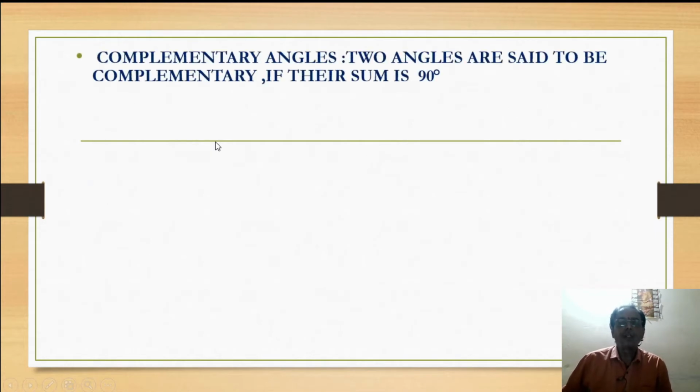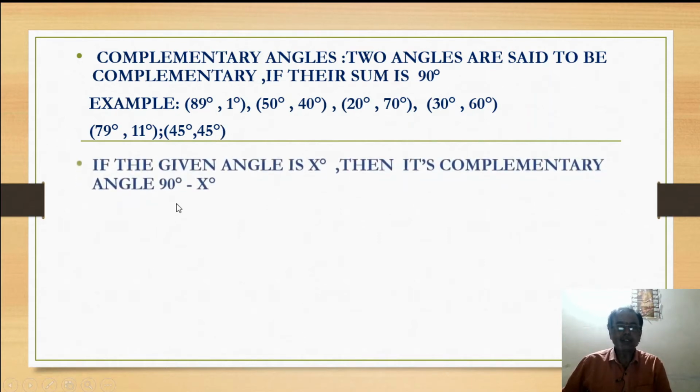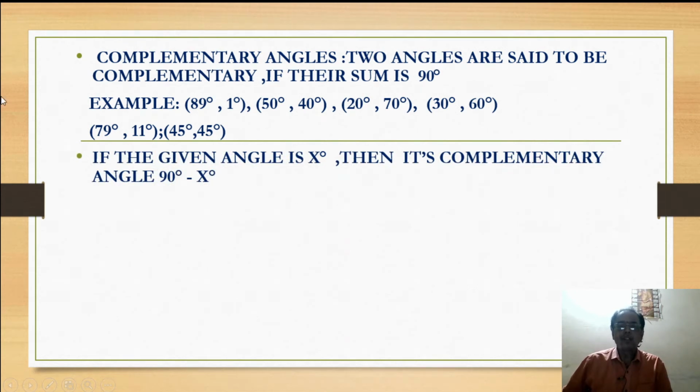Now let us see complementary angles. Two angles are said to be complementary if their sum is 90 degrees. For example, the pairs 89 degrees and 1 degree, 50 degrees and 40 degrees, 20 degrees and 70 degrees, 30 degrees and 60 degrees, 79 degrees and 11 degrees, 45 degrees and 45 degrees. As the sum of these pairs of angles is 90 degrees, we can say each is the complement of the other angle. Next, if the given angle is x degrees, then its complementary angle is 90 minus x degrees. We can easily find it using this formula.